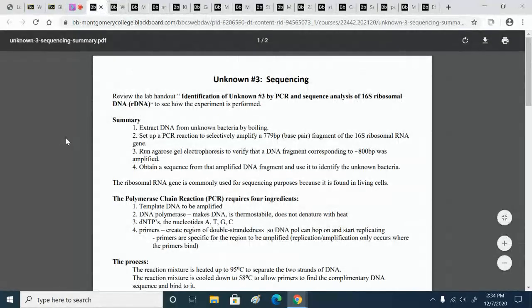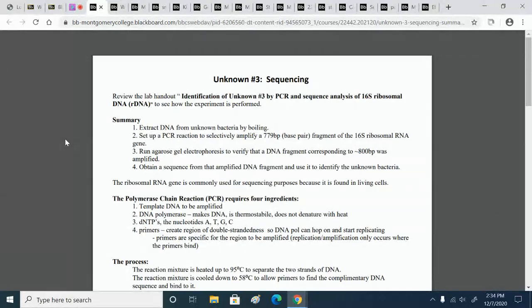So we save the best for last, right? The sequencing. Remember, some of you haven't turned in the bioinformatics homework yet, so make sure and get that in by the end of the day today, right?